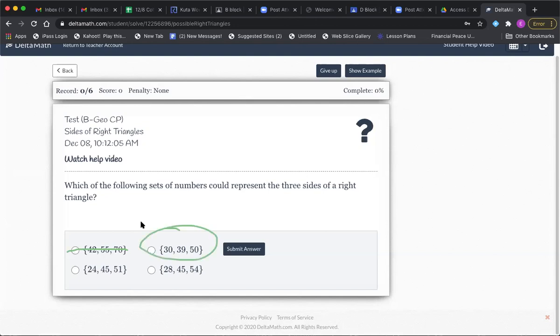On my calculator, this is what I'm typing in. 30 squared plus 39 squared. I get an answer that's 2,421. And I already know that 50 squared is not that. No, not even close. So that one is out. Now I try the next one. 24 squared plus 45 squared. And then I just see what 51 squared is. And hey, what do you know? That one works. So it's got to be that third choice for me. All right, submit.